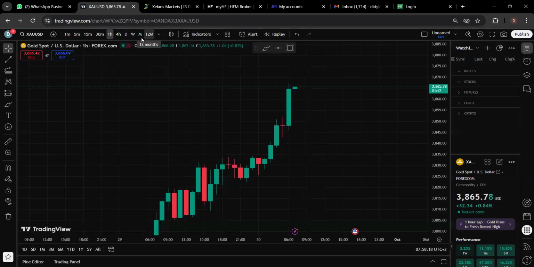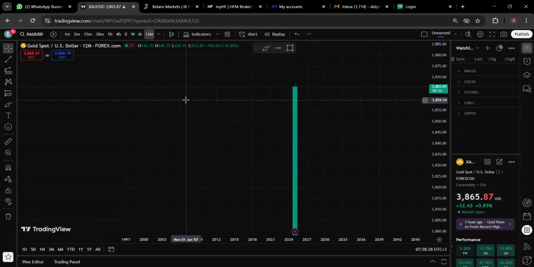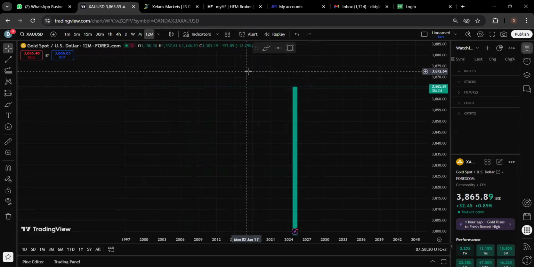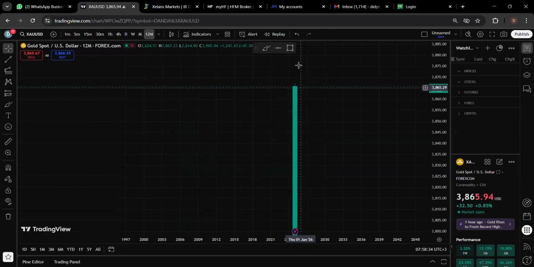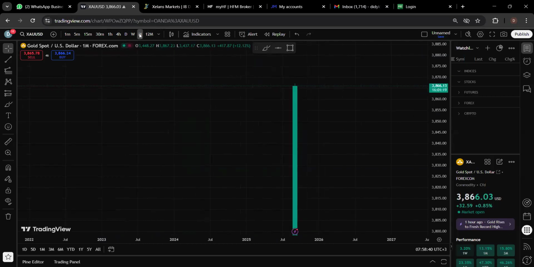So for you to do your analysis, we've said we start with the higher time frame. So we're looking at the yearly candle. How's the yearly candle? You can see this year's candle is bullish. That's what we said. If this candle is bullish, we know we are expecting more buys than sales. From the yearly, we now go to the monthly.